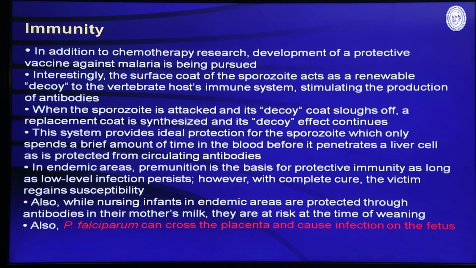In case of the endemic areas, premonition is the basis for the protective immunity as long as low-level infection persists. However, with complete cure, the victim regains susceptibility. Also, nursing infants in endemic areas are protected through the antibodies in their mother's milk. They are at risk at the time of weaning. So this is a very important thing, that babies who are having their mother's milk are somewhat protected with the antibodies.